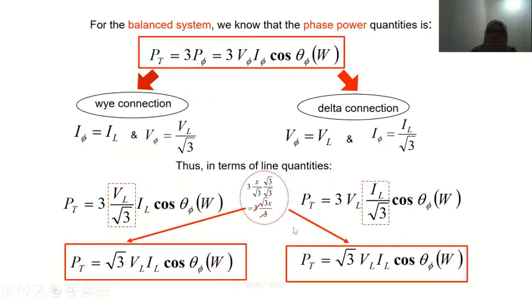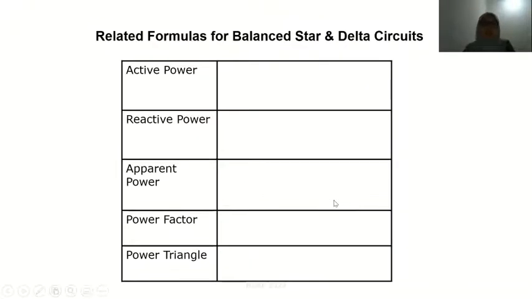So as we can see here, we have two formulas to get your real power: either use the 3-phase V phase, I phase cos theta, or in terms of line voltage and line current, you can use square root 3 VL IL cos theta. These are the related formulas for balanced star and delta circuits.